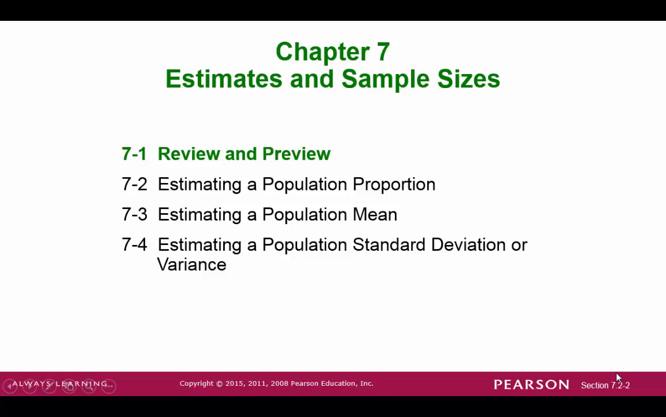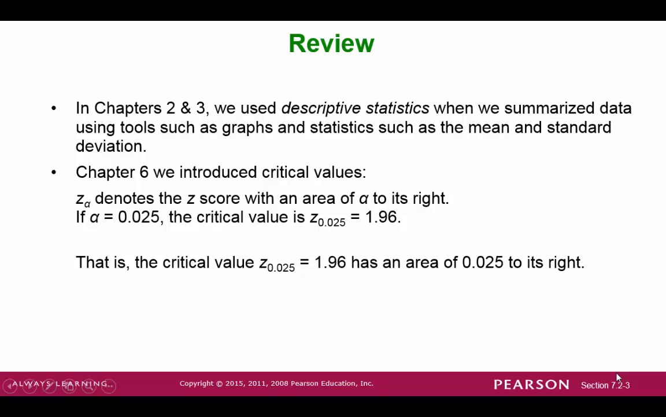We are now in Chapter 7, Estimates and Sample Sizes. Just a quick review, back in chapters 2 and 3, we studied descriptive statistics, where we found the basic statistics like the means and standard deviations. We graphed things and we collected the basic statistics from a data set. In chapter 6, we introduced critical values, and critical values are those z values that we found using the normal distribution. Somewhere in between there also we studied some probability, and the probability was incorporated in chapter 6.